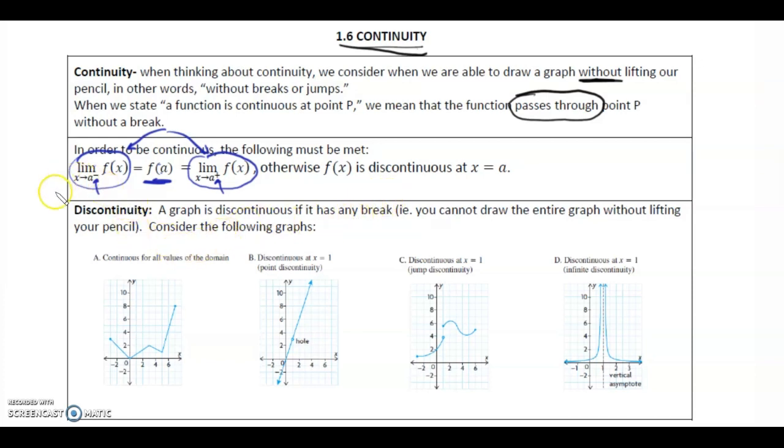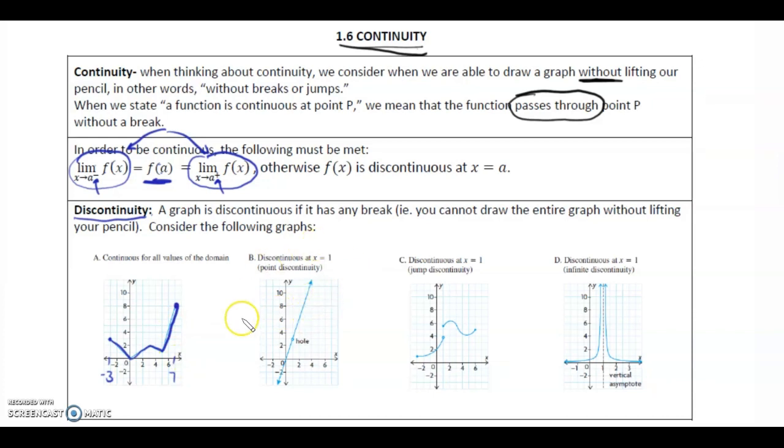Okay, and when we talk about discontinuity, a graph is discontinuous if it has any break. So in other words, you cannot draw the entire graph without lifting your pencil. So let's consider the following graphs. Okay, so if we have a graph here, this is a closed circle, and this one zigzags up and down, and then closed circle. This is continuous for all values in the domain. Domain being like -3 to probably 7 here.